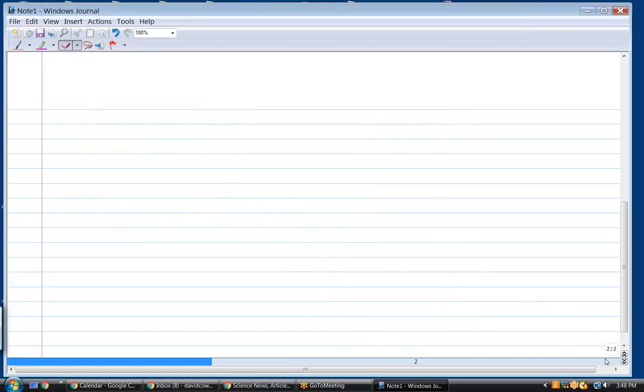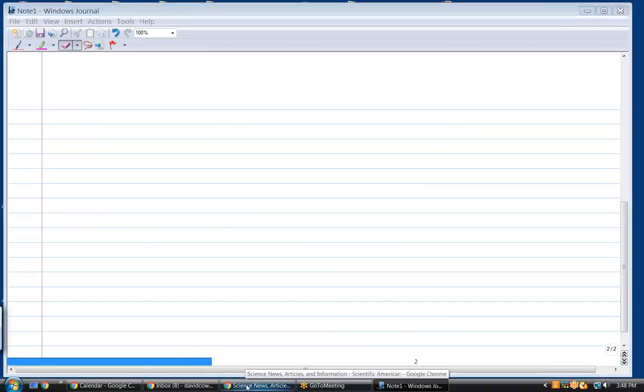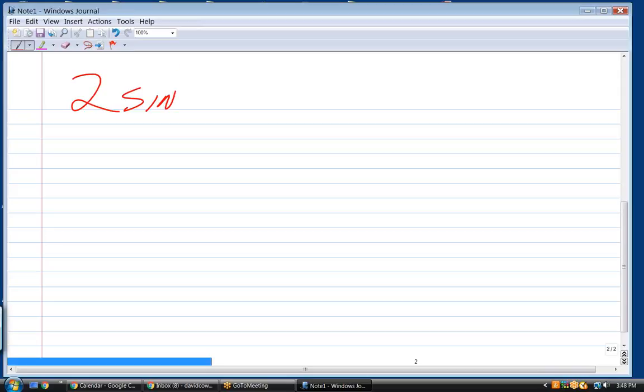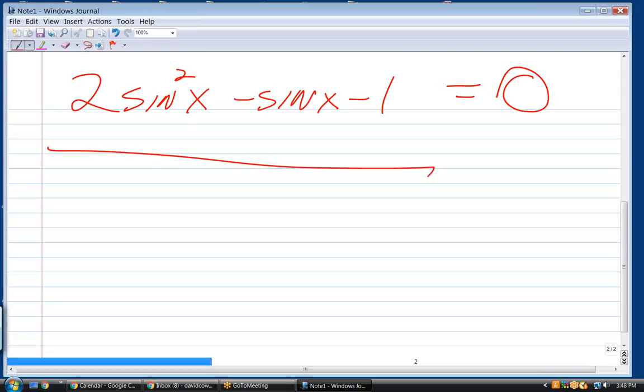Okay, what else? Let's see. So 2 sine squared x minus sine x minus 1 equals 0. And then the range is 0 to 2 pi. Okay. What are we looking at here? What else is that called?